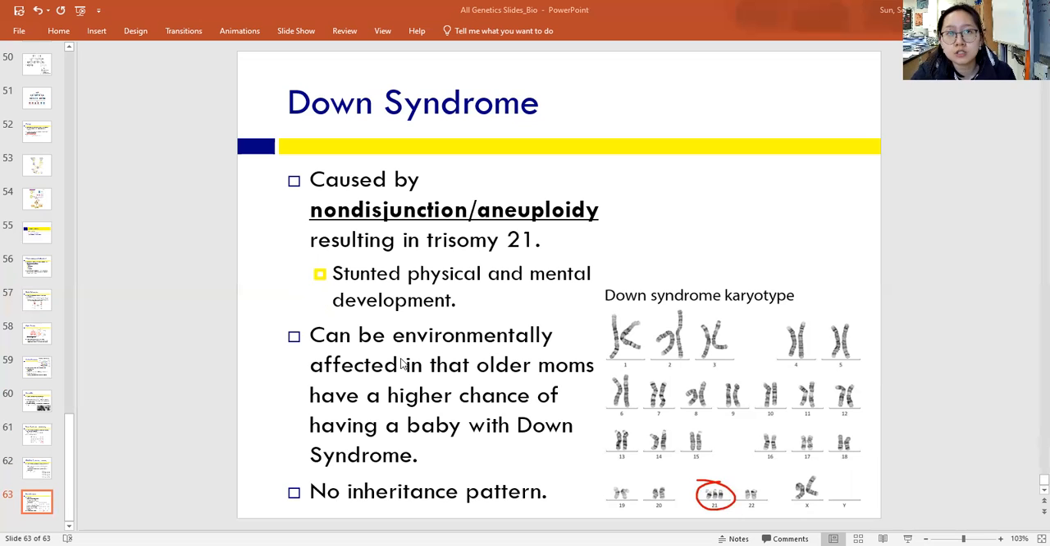Non-disjunction or aneuploidy is more likely to happen when you are older. That's why doctors recommend that if you are going to have a baby after the age of about 35 to 38, you have to keep a watch out for Down syndrome, because when you're older, your cells have gone through a lot more cell divisions and more mistakes are likely to happen. And again, there's no inheritance pattern because it's caused by a non-disjunction aneuploidy. It's just a mistake during cell division.